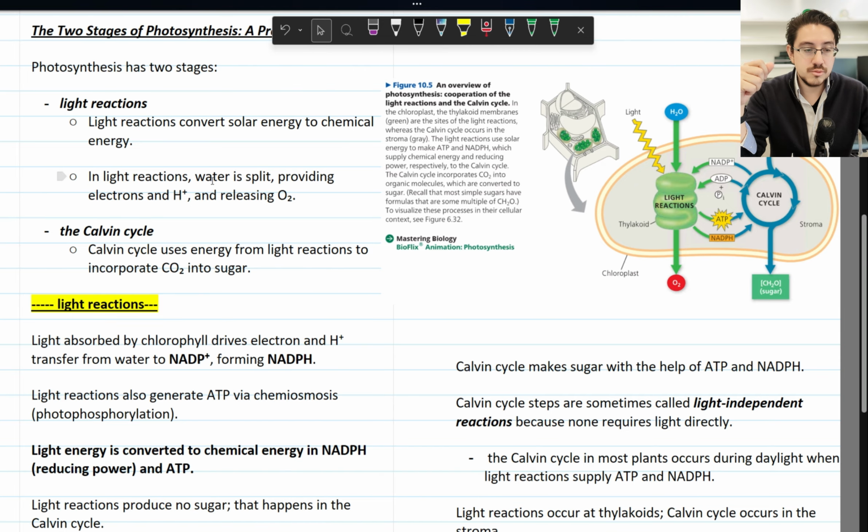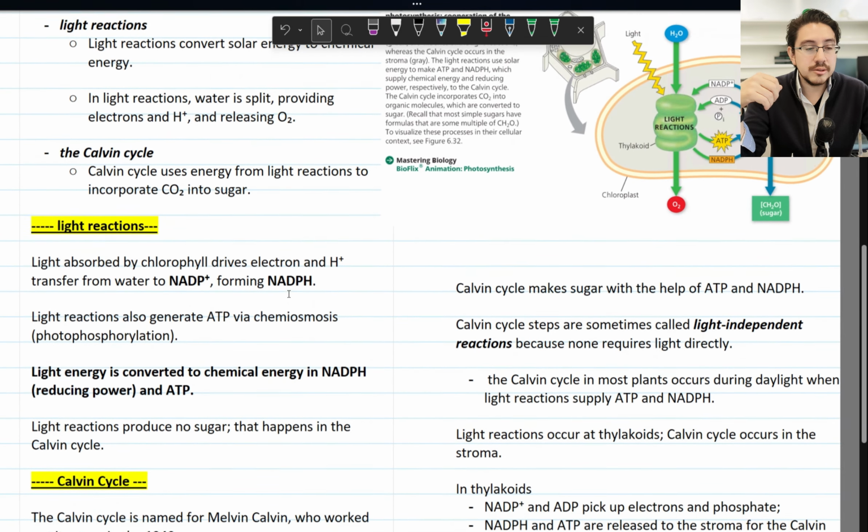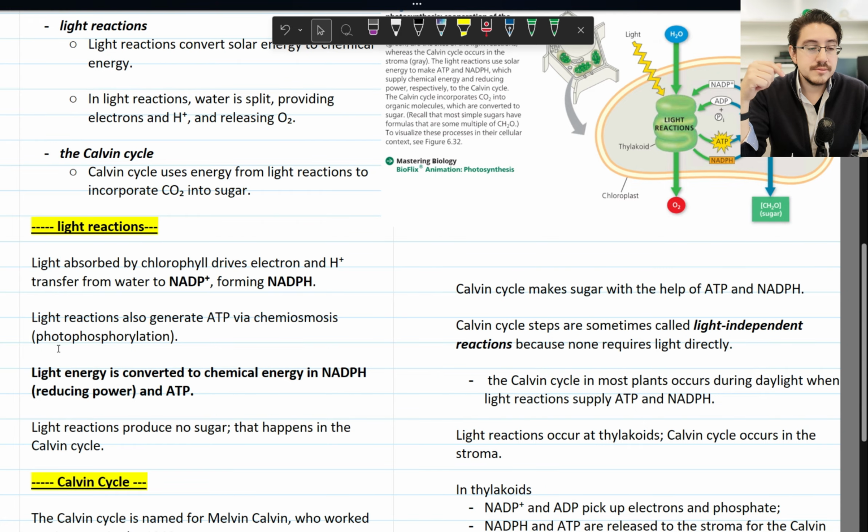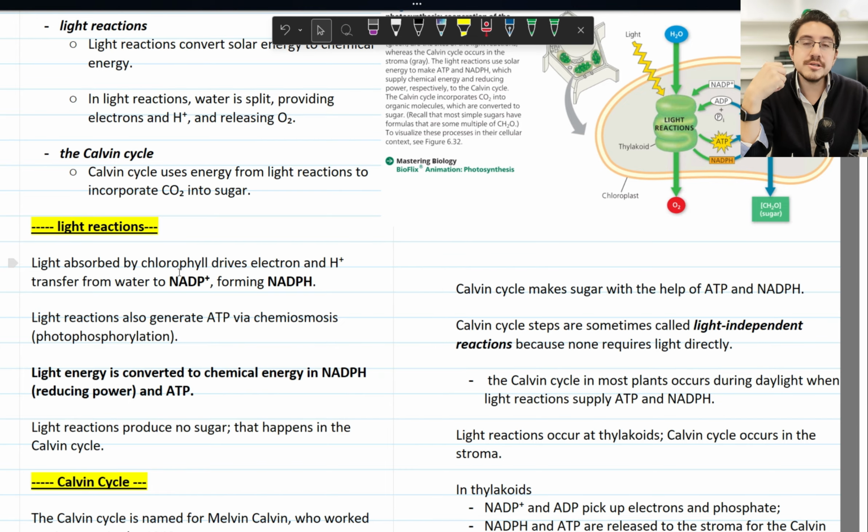In the light reactions, water is split, and it will provide a source of electrons, hydrogen plus ions, and will liberate oxygen gas, O2. Okay. Going into detail now, the light reactions absorb light via chlorophyll, and the chlorophyll will ultimately pass down the electrons, which jump from molecule to molecule. They'll harness the light energy to excite electrons, and then these electrons will start passing down from molecule to molecule, complex to complex. Okay.